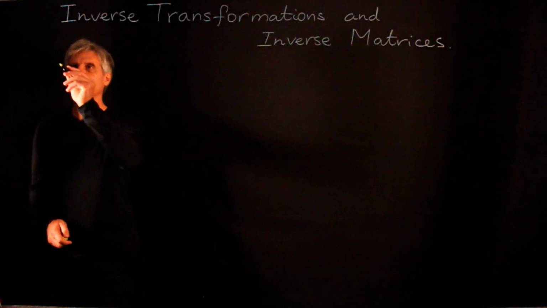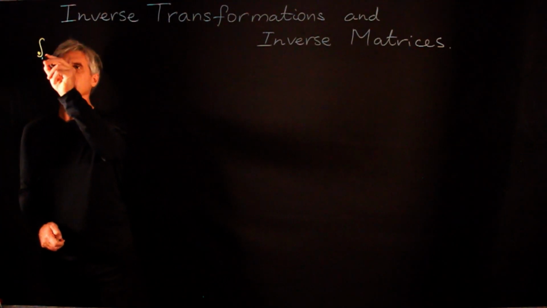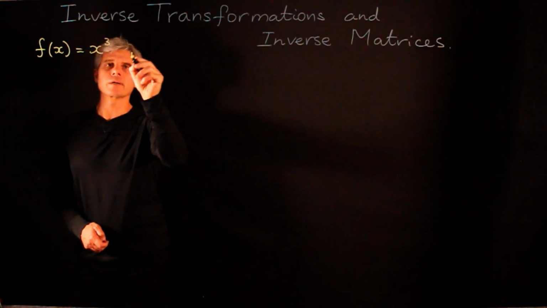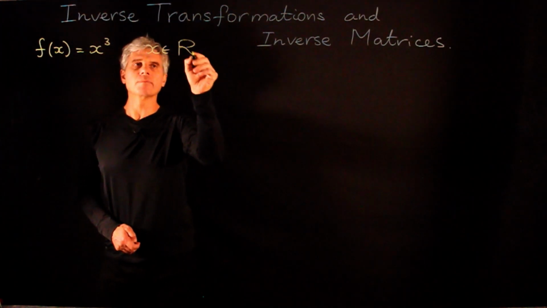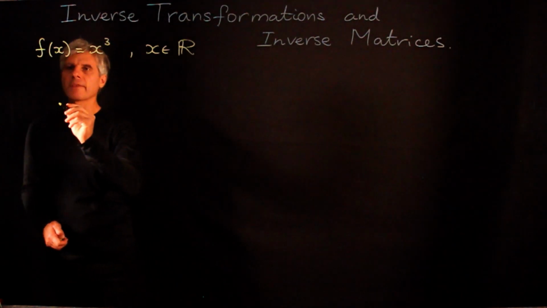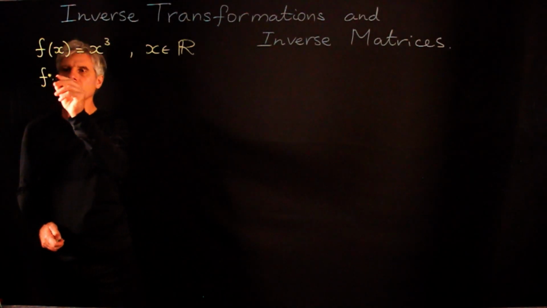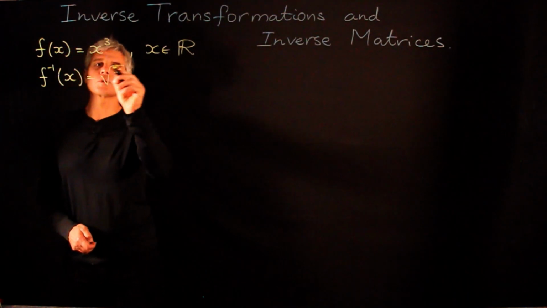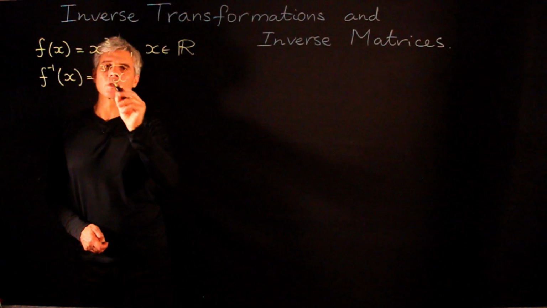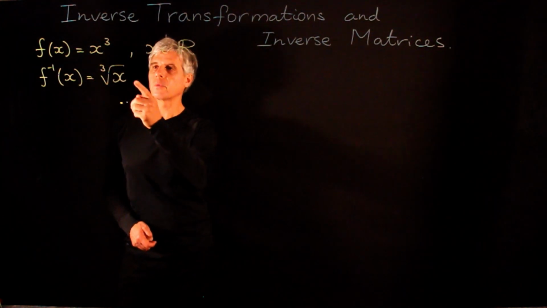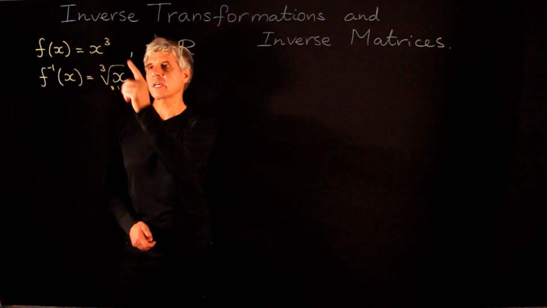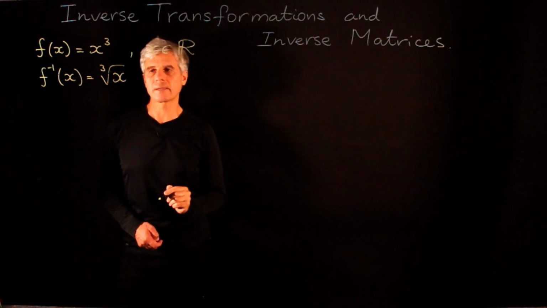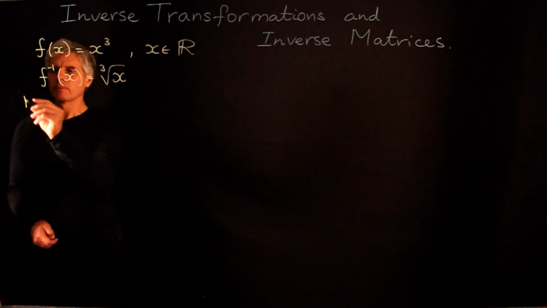So, as an example, let's consider a function f of x is equal to x cubed, where x is a real number. So here, the inverse operation for this, that we will denote f inverse of x, is the cube root of x. So the cube root of x operation will undo the x cube, and vice versa. The x cube operation will undo cube root of x. So let's give a definition.